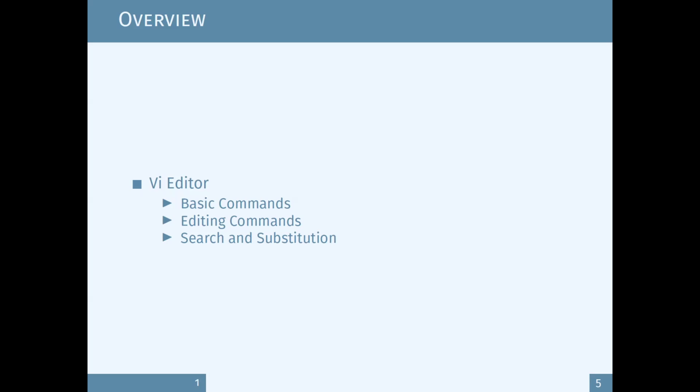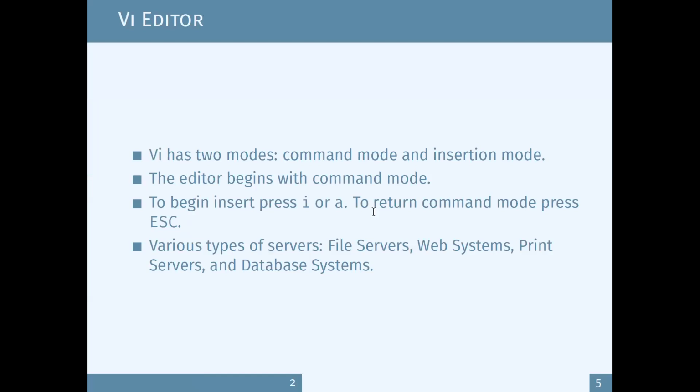So the last time we started our discussion with the VI editor basic commands, editing commands, and finally search and substitution. After finishing that, I also discussed a little bit on some other commands, including egrep. So let's start. The first thing that we discussed last time is the VI editor. You have two modes. Usually, when you open a particular file in VI, it will start in the command mode, which accepts different commands to work with the file.